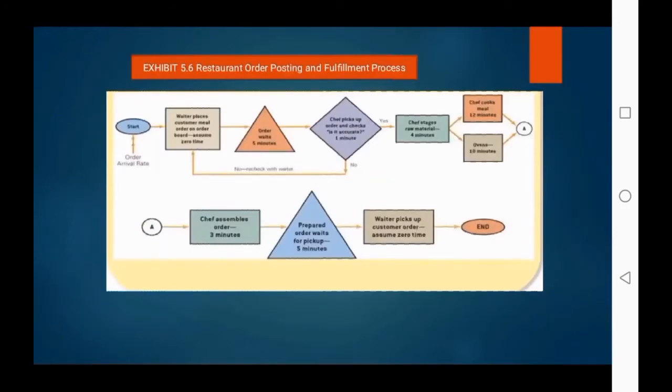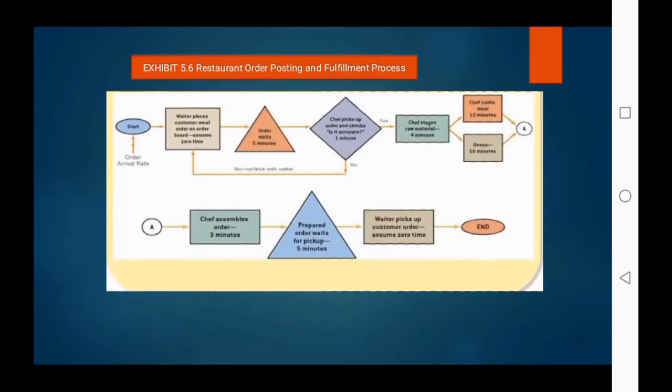So next, let's discuss all the process about the restaurant order posting and fulfillment process. So first, the waiter places customer meal order on order board, assume zero time.